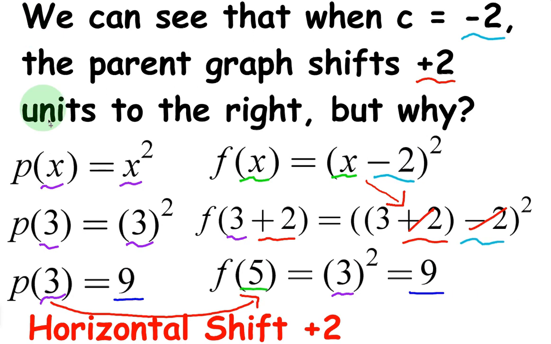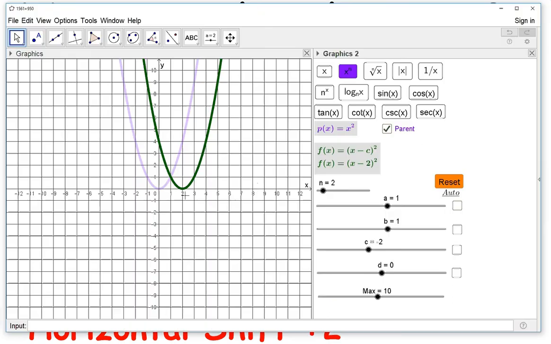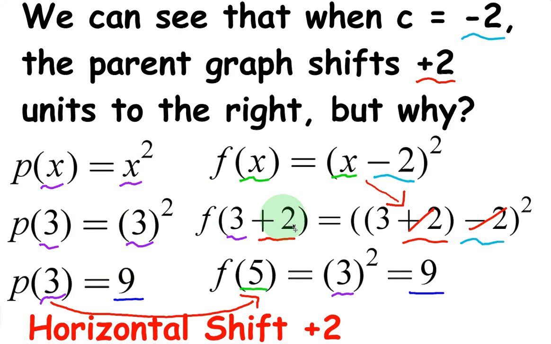But let's look at a different point. Let's look, for example, at p of 3. Let's go back to the graph. Notice that p of 3, we get 9, for our parent function. Notice that for our transformed function, you have to plug in 5. So you still have to plug in 2 more, even though it's x minus 2. Now we're starting to see why that is. We would have to plug in 3 plus 2 for x in order for the minus 2 to cancel, to ensure that we still get 9 back. See, the positive 2 and the minus 2 cancel, and we end up with 3 squared, which is 9.